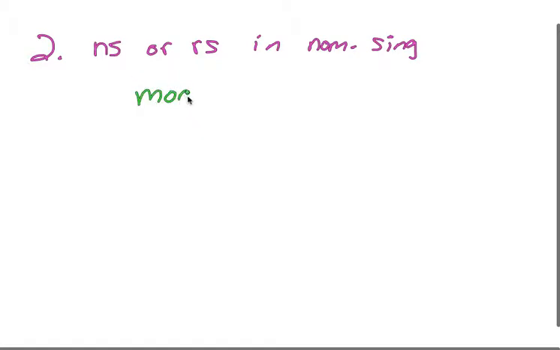The second way to tell an I-stem is if it ends in ns or rs in the nominative singular. Here are a couple of examples of those words. So mons, montis, masculine, and mons means mountain. So that's an I-stem.